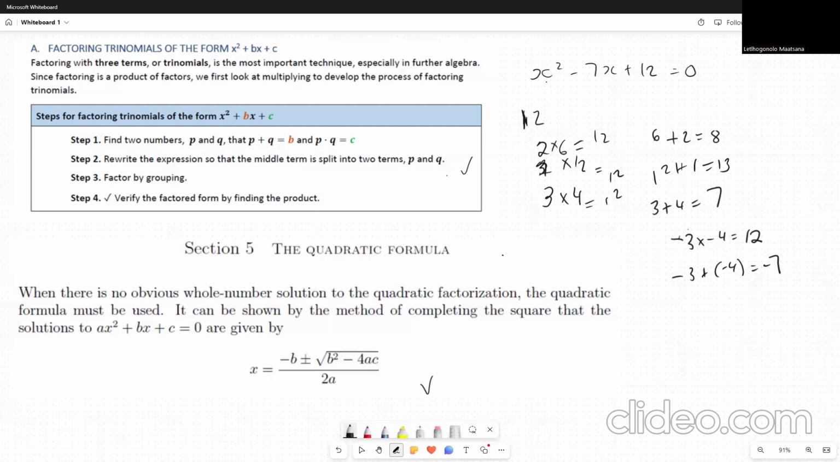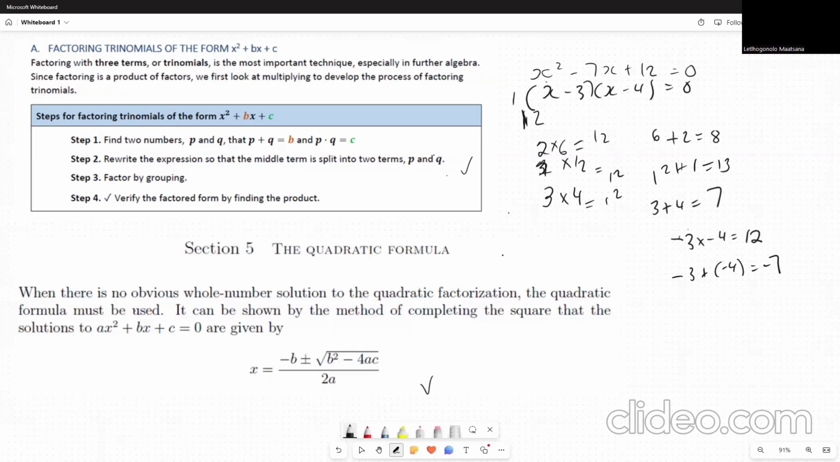You could do that, or you could just realize that these are the factors, and you just write them out: x minus 3 and x minus 4 is equal to 0. Or you could go ahead and take that approach, which can sometimes be a little bit longer.